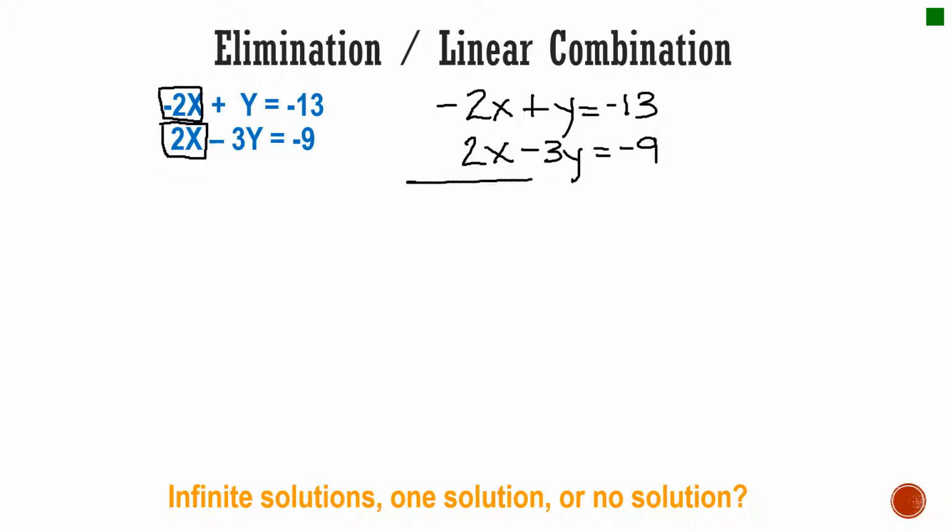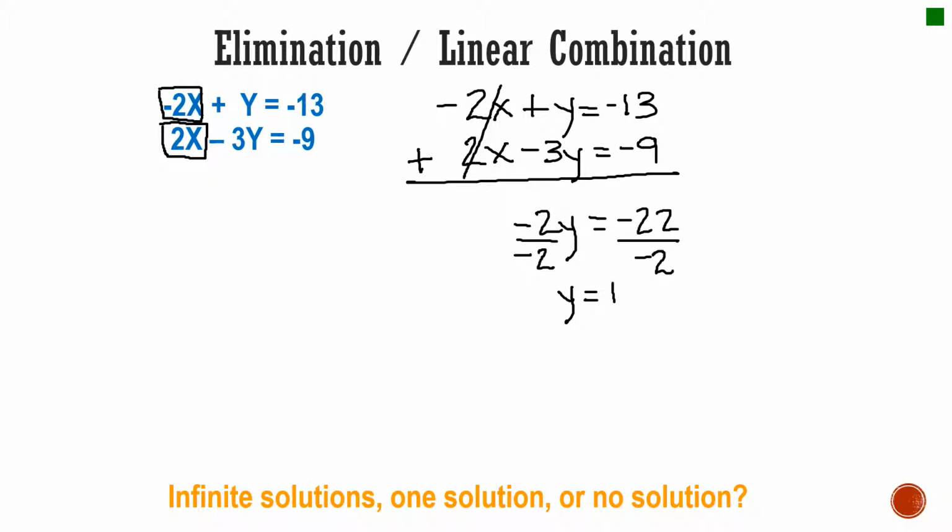So from here, all I have to do is add them. These eliminate. I'm left with y minus 3y. That's going to give me a negative 2y. Negative 13 minus 9 is going to give me a negative 22. From here, I'm going to divide by a negative 2 on both sides, and y equals a positive 11.